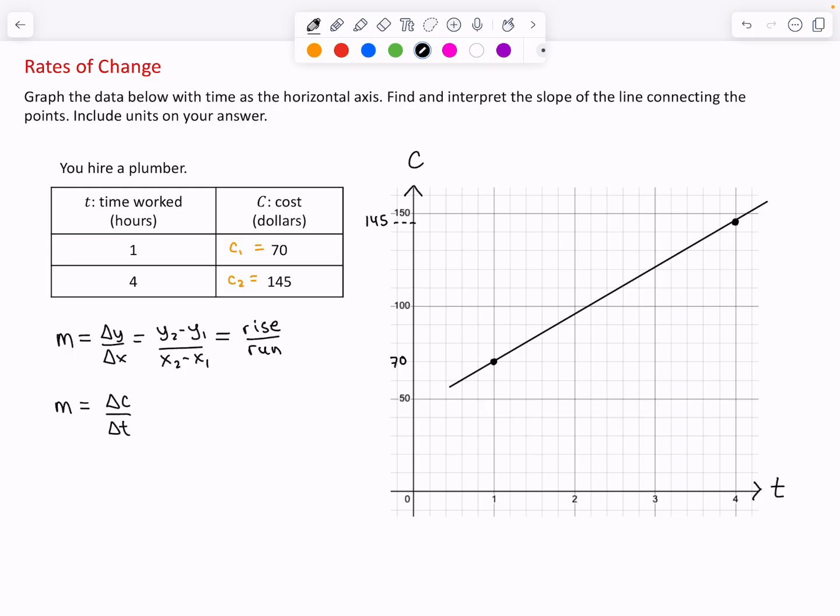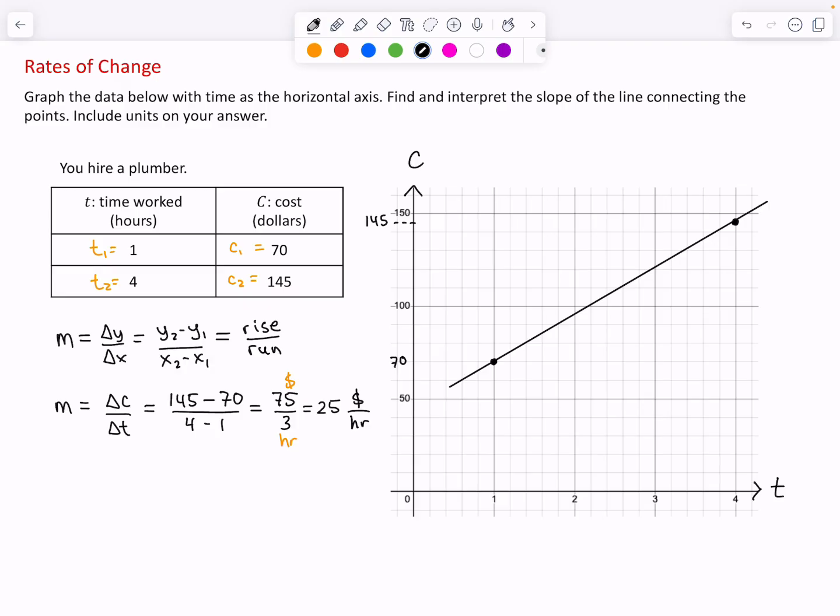So our second cost is 145. Our first cost is 70. Our second time is 4, and our first time is 1. So we get 75 over 3. And this is dollars divided by hours. And this simplifies to 25. And the units here would be dollars per hour.